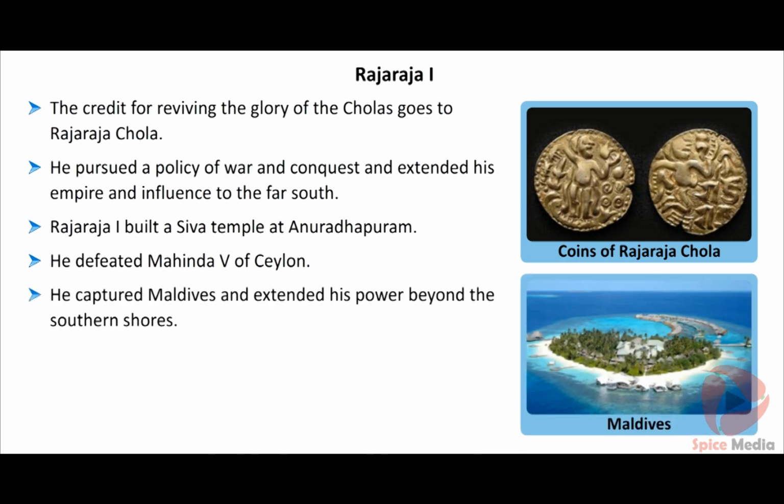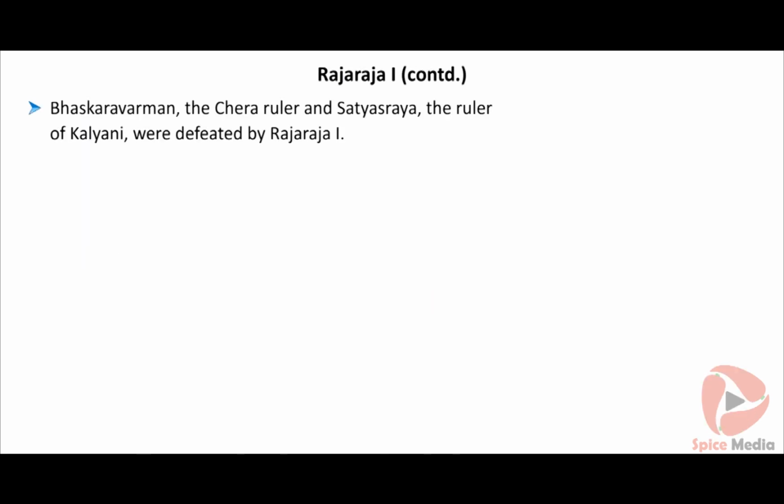Maldives was also conquered by him, so he extended his power beyond the southern shores. Bhaskaravarman, the Chera ruler, was defeated by Rajaraja I at Kandalur Salai, and he restored the throne of Venji to Shaktivarman after defeating Satyasraya, the ruler of Kalyani.